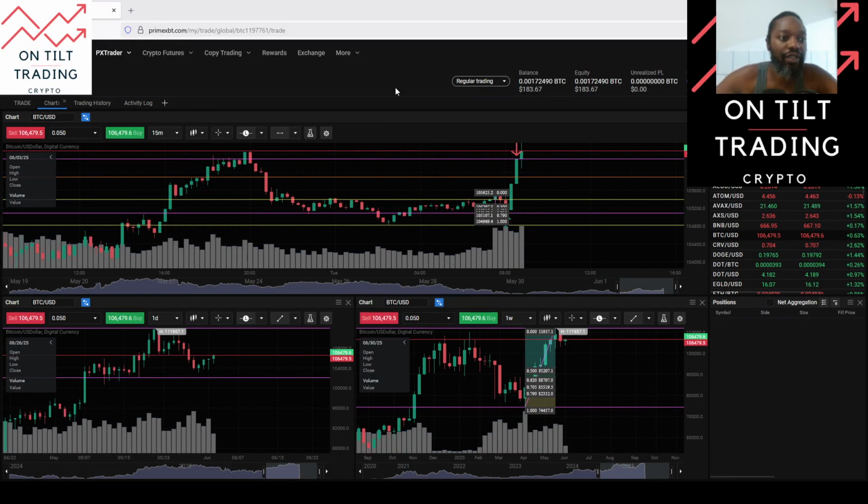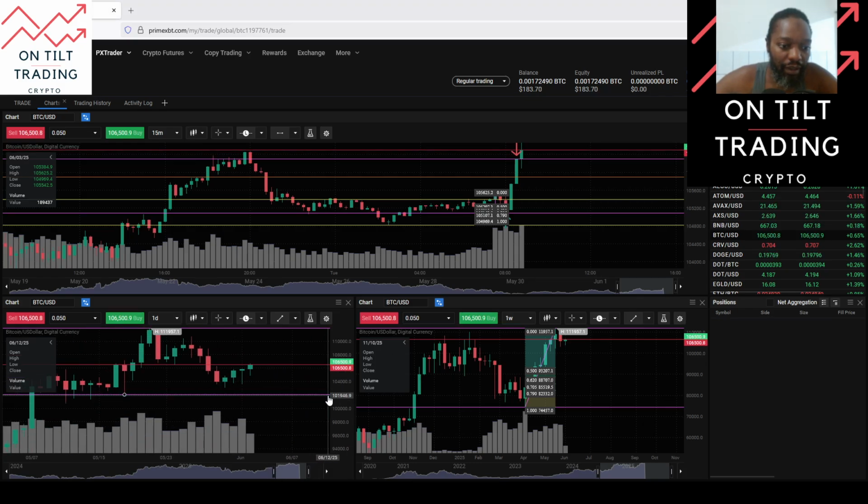Let's review my trade on Bitcoin today. Bitcoin got my attention setting up here on the daily chart. This candle here is Monday, yesterday's high. We'll zoom in and make this bigger. So this is yesterday's high here in this candle.